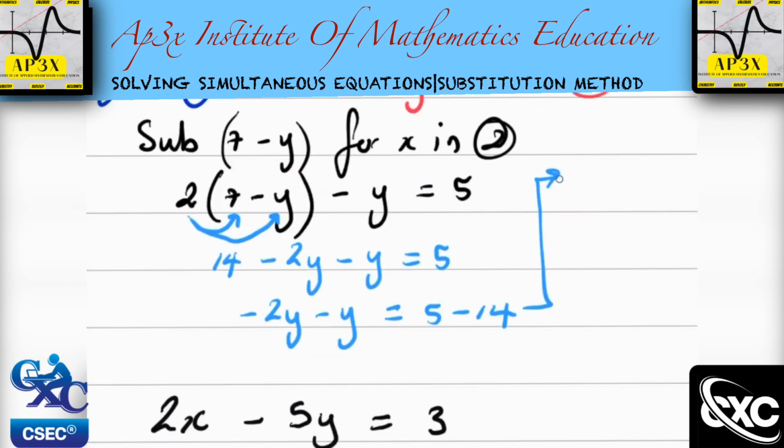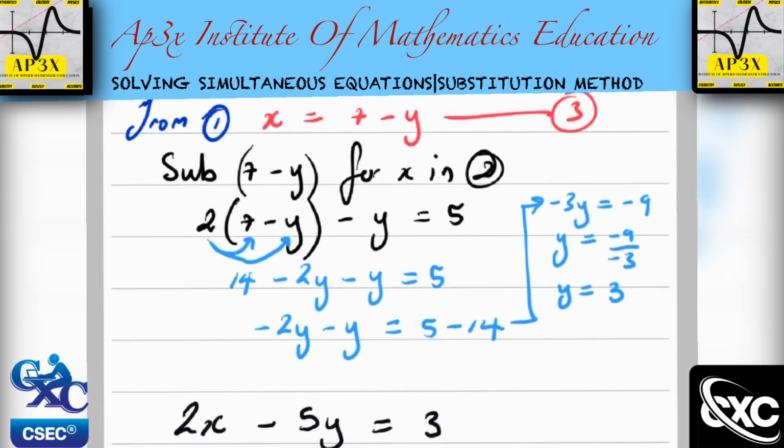So bringing this up here, I'm going to end up with minus 2y minus 1y gives minus 3y. And so what we have then is 5 take away 14 is negative 9. So then I can split the product here by dividing both sides by minus 3. So then y is equal to minus 9 divided by minus 3. Y is equal to positive 3. And so therefore that is the solution for y.